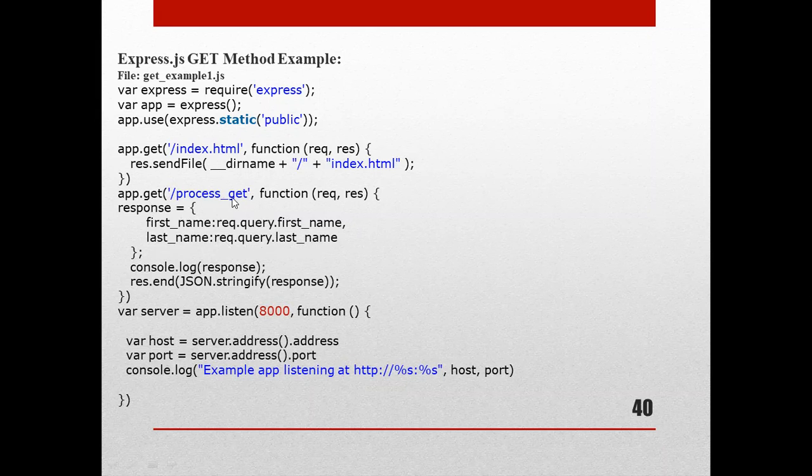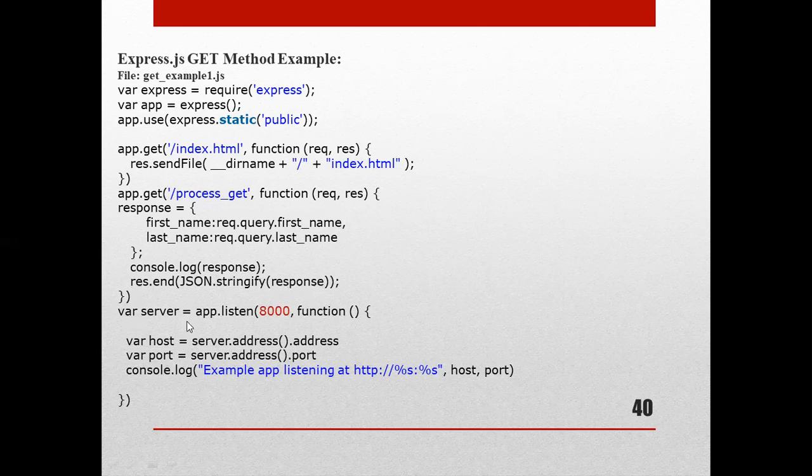For the response of this process, we are getting the first name and last name, and here we are going to print that response with console.log(response). The response contains the first name and last name, and we are going to end with that response, like response.end, and inside the brackets JSON.stringify, passing the parameter response. We have to end that response.